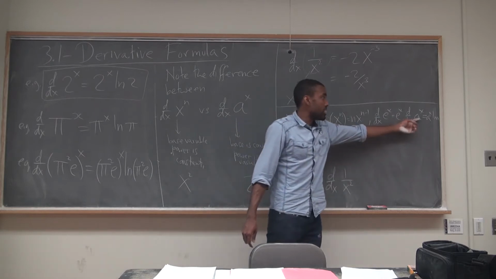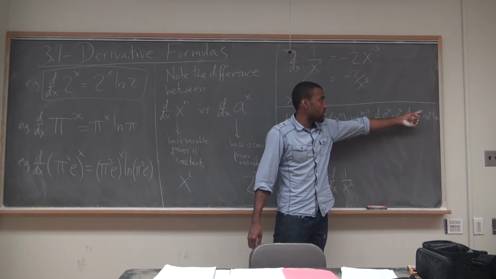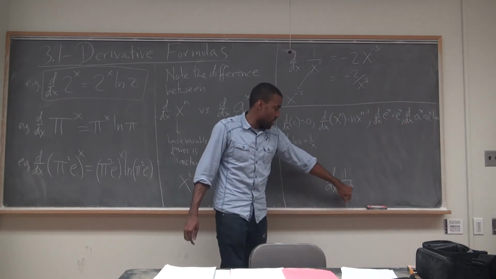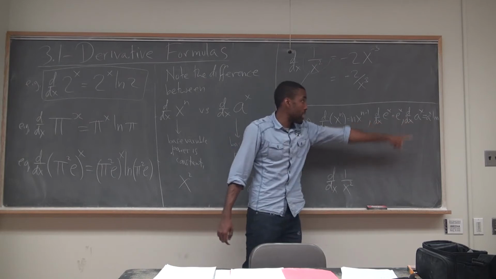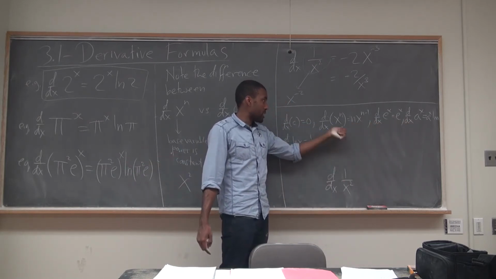Can I write that to look like an a to the x? No. Here, the base needs to be constant. There needs to be a variable in the power. Here, the only power I see is a 2, and that's a constant. It can't be that. Process of elimination means it has to be this guy, which means I have to be able to write this as that guy.